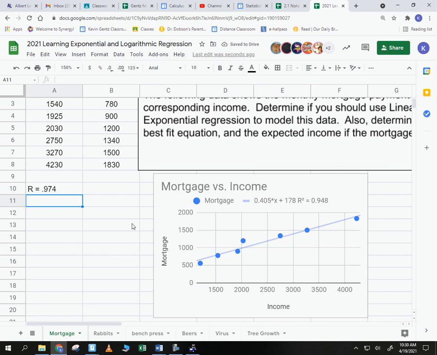It also asks me to come up with a best fit line. It looks like income is on the bottom, mortgage is on the side. So I would say mortgage is equal to 0.405 times income plus 178.